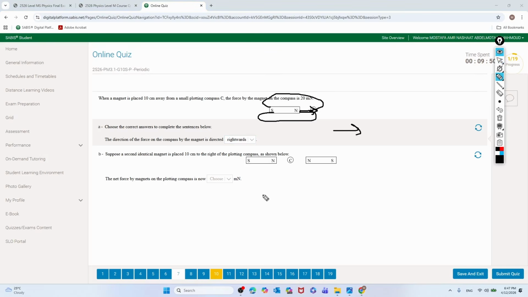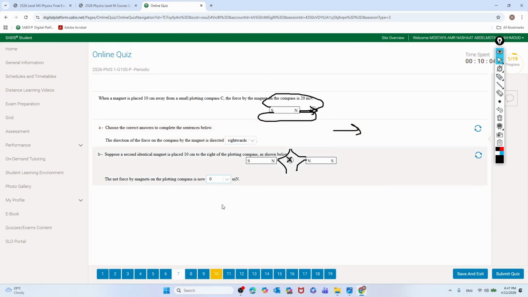Okay. The net force by magnets on the plotting compass is now here. In this case, it's between two same poles. So here there would be no force, so it's going to be 0 millinewtons.